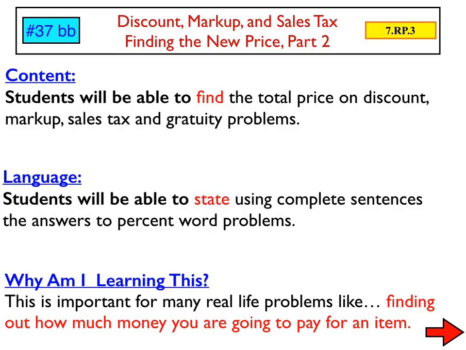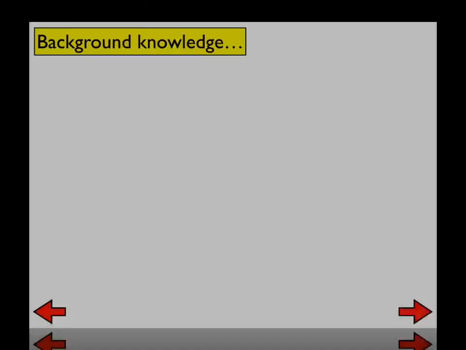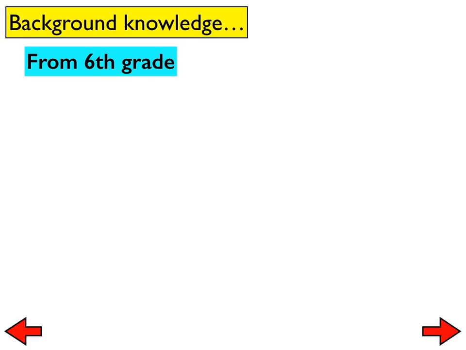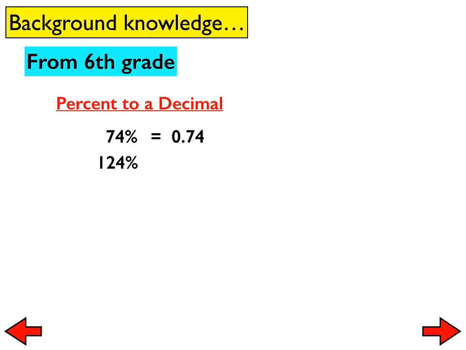Today we're going to learn 2 more methods of how to do it, and I'm going to let you choose which method you're more comfortable with, and that's how you're going to do your homework. Okay? So some background knowledge is just to review everything you should know. In 6th grade you learned percent of a decimal, so just really quick, tell me what this would be. How about this one? And this one?